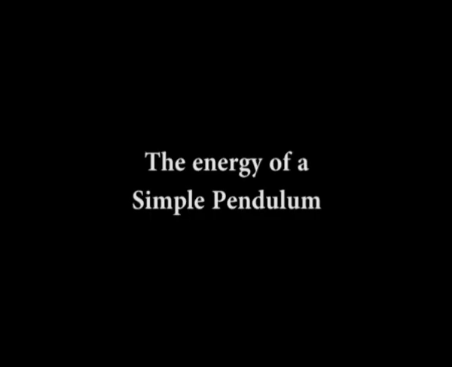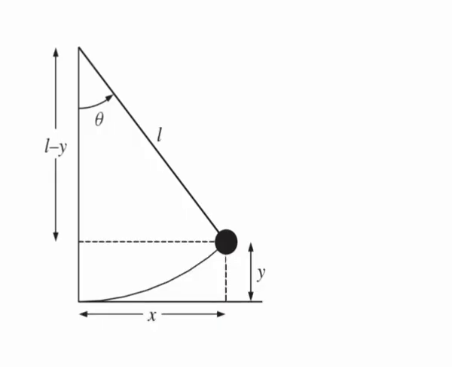The energy of a simple pendulum. We can also analyze the motion of a simple pendulum by considering its kinetic and potential energies. The geometry of a simple pendulum is shown in the figure. The horizontal distance x is equal to L sine of theta, which is not exactly the same as the distance along the arc, which is equal to L theta. However, since sine theta is approximately equal to theta for small theta, the difference is negligible.